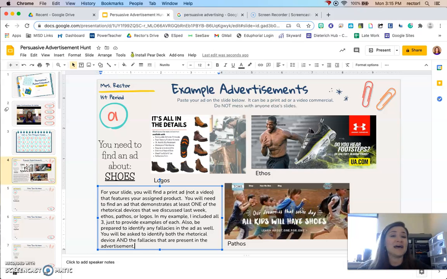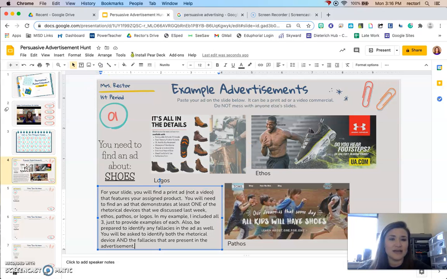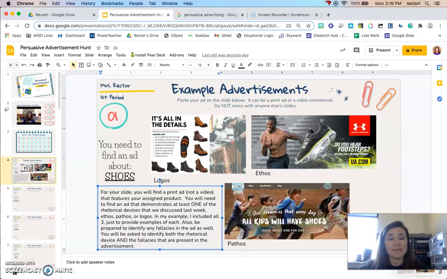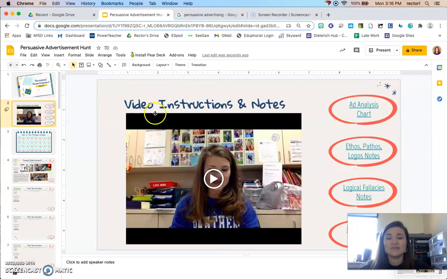So I find my one ad. I'm going to take a screenshot of that ad, and then I'm going to drag my ad onto this slide. And that is all that I have to do for this part. Once I identify my ad and have it on here, I am going to take a screenshot of my entire slide. Now it's going to go onto my desktop. Now that I have completed my slide, I'm going to go back to my slide with my instructions and my links.